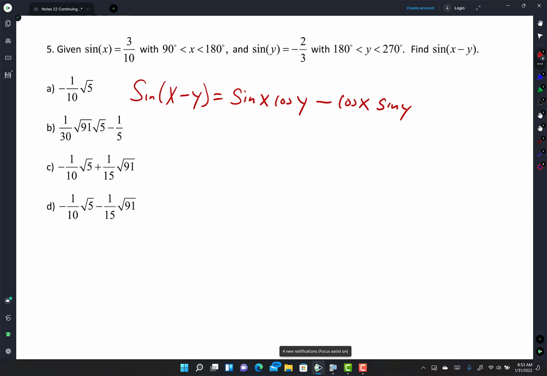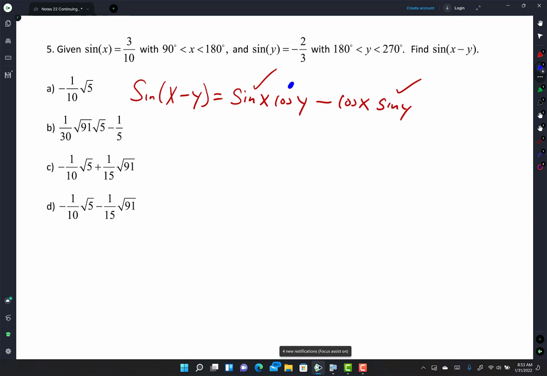Cosine, sine. All right, let's see what they give me. Sine x, check mark. Sine y, check mark. So those are the ones they don't give me, cosine y and cosine x. We can get them though. So again, I'm going to color code it. I'm going to do the cosine y in blue.